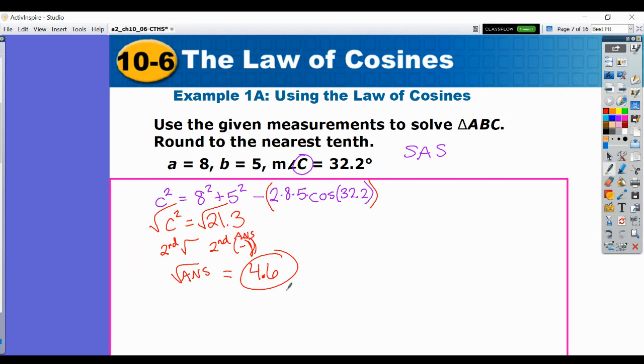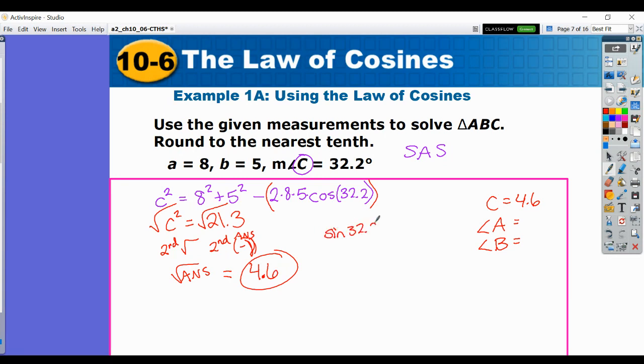That is side C. It says solve it, though, so I'm not done. I only found side C. What else do I need to find to solve this triangle? I need the other two angles. They are missing. But you should only ever have to use law of cosines once, because now I have all three sides and an angle. I can use the law of sines.